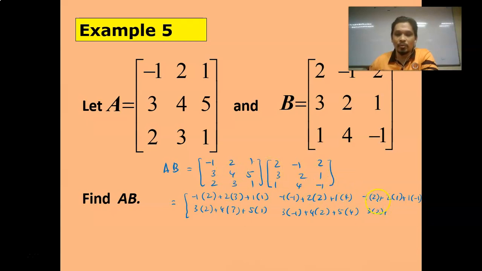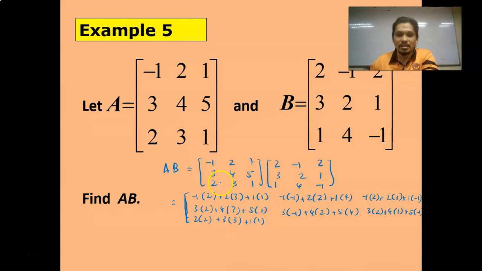Then 4 with 1. And 5 with negative 1. Next, the element in row 3 is multiplied with every single element, firstly in column 1, then next column 2, then next column 3. So 2 times 2, 3 times 3, and 1 times 1.